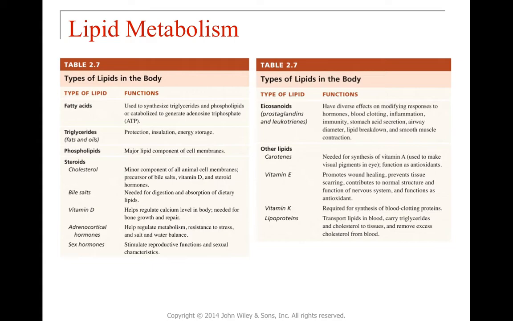Some other types of lipids, these you probably haven't heard about before, the eicosanoids. Although we probably did talk about them a little bit when we talked about immunology, they are going to have a response to hormones, blood clotting, inflammation, immunity, right? The secretion of different things in the stomach, like stomach acid secretion. Also, they're a response to different stressors, so they will help with smooth muscle contraction and airway diameter, and also the breakdown of different lipids.